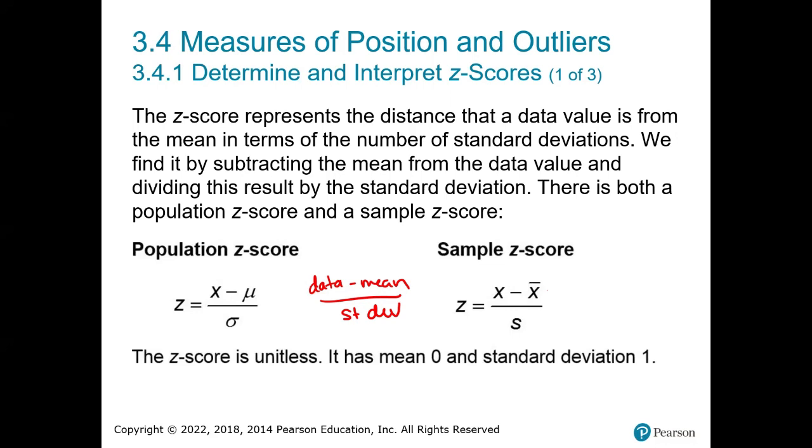Okay, a z-score has no unit. The value of 0 represents the mean, and we are going to go by standard deviations. The first standard deviation is 1, the second standard deviation is 2, the third standard deviation is 3.